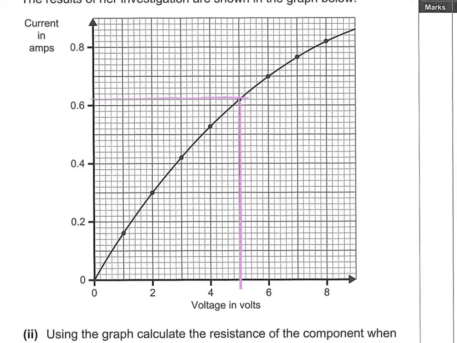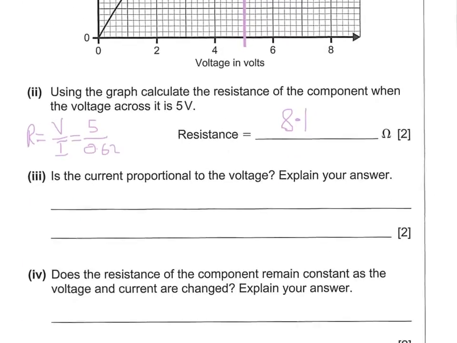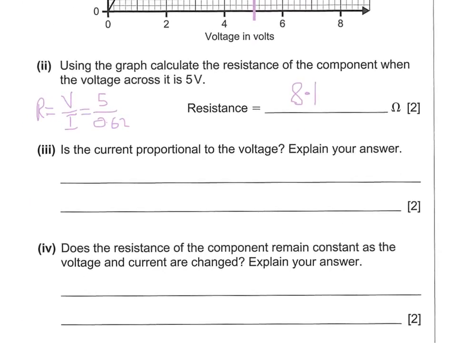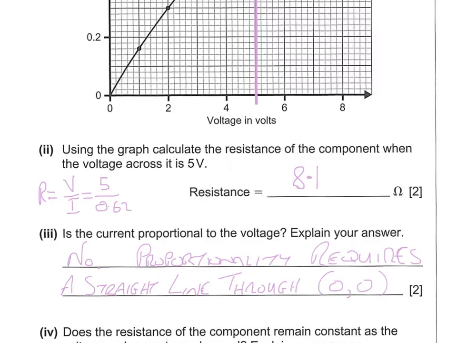So we need a straight line that also goes through 0, 0. But we don't have that. So the answer is no, and proportionality would require it to be a straight line through the origin, which it isn't.